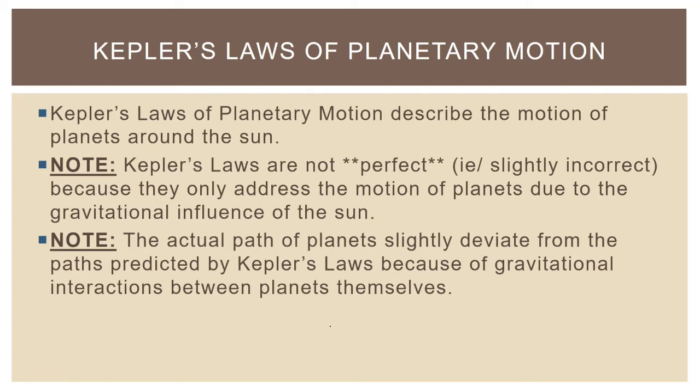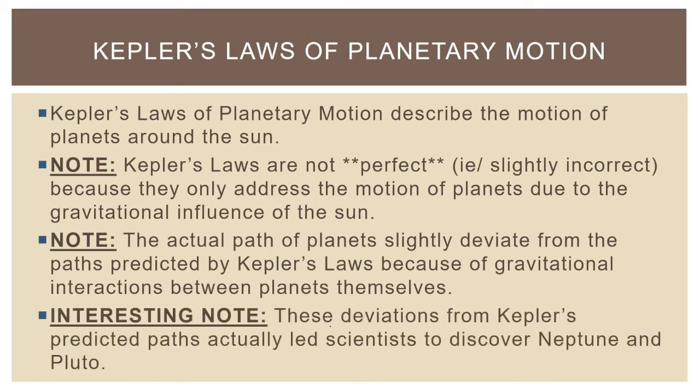You have to use differential equations, really, high order calculus, to be able to describe this in great, great detail. But Kepler's laws, being something that we're going to be able to use only algebra for, is a pretty good way to describe these planets' motion. It's just that it's off a teeny little bit. And you don't have to write this part down, but I do think it is an interesting note that it is true, actually, that these deviations from Kepler's predicted paths actually led scientists to discover Neptune and Pluto.